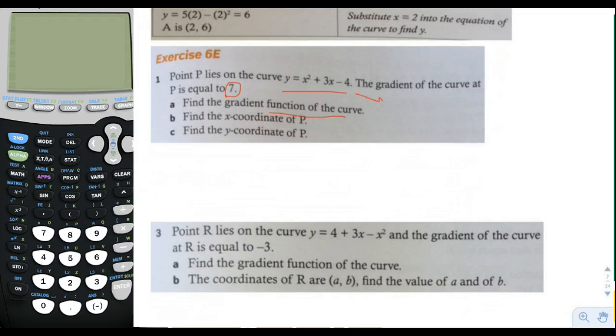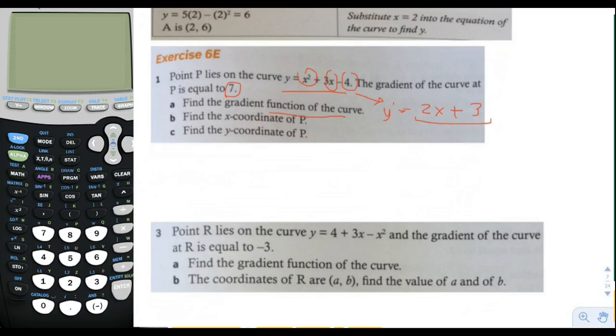So you're finding the derivative of that. You could write y prime, or you could write dy dx, whichever you like. The gradient of the x squared function is just 2x. The gradient of the 3x function is just 3. And the gradient of the negative 4 is just 0, so you don't even need to write 0. You just write 2x plus 3. That would be the gradient function.